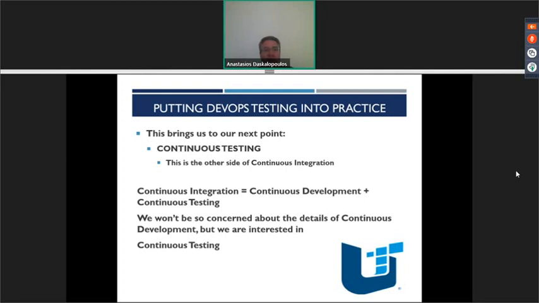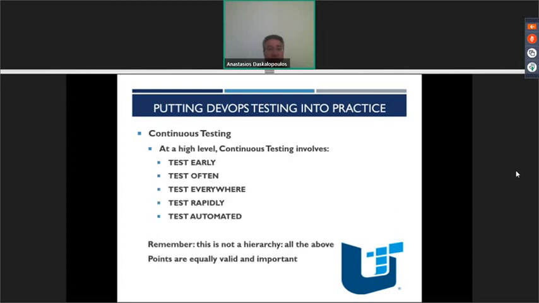And so we do some simple math here. We talk about continuous testing for our next point. And this is the other part of continuous integration, which is continuous development plus continuous testing. We won't be so concerned about the details of continuous development here, because we're here to talk about testing, especially test automation.